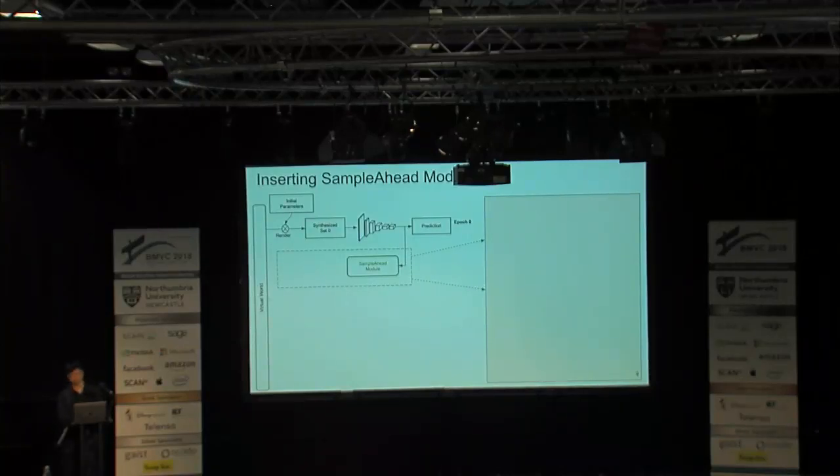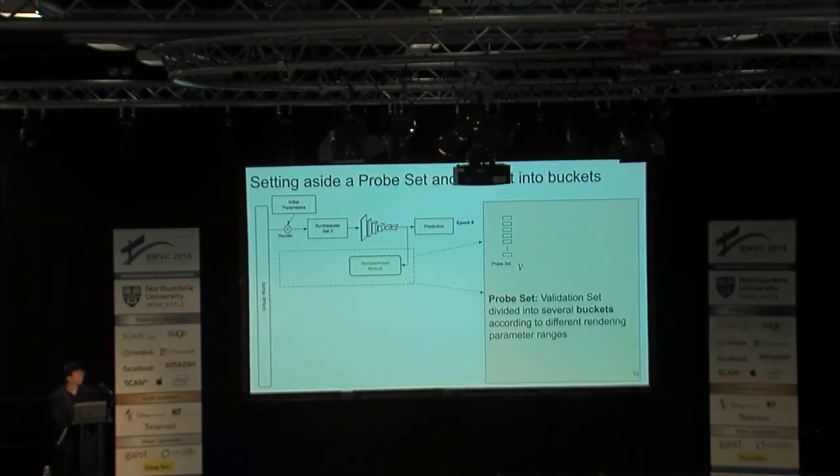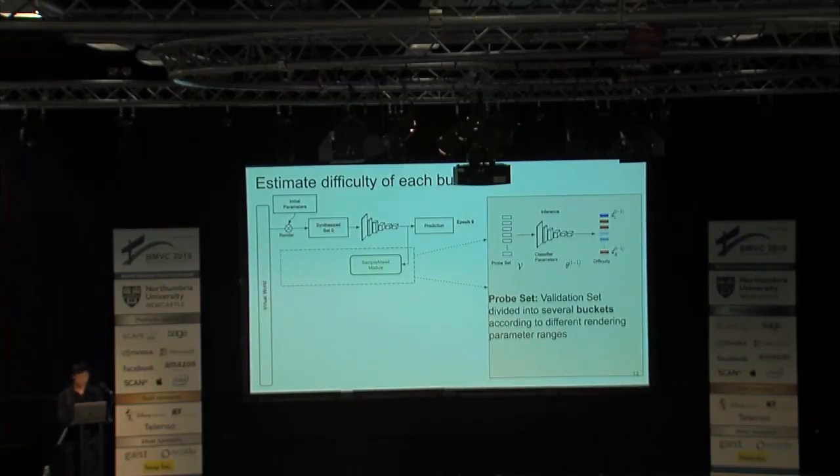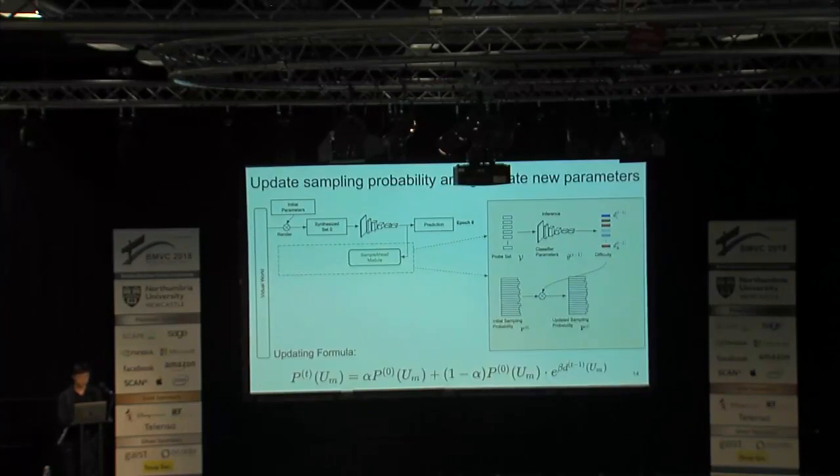First, we train the model for one epoch with the initial rendering parameters and the rendered image set. We then set aside a probe set, which can be considered as a validation set divided into several buckets according to different rendering parameter ranges. Then we forward the probe set through the frozen model at the current epoch. By evaluation, we can approximate the difficulty of each bucket combined with the initial sampling probability of the rendering parameter. We can update the sampling probability according to this formula so that the buckets of rendering parameters with less difficulty are less sampled. Then the exact rendering parameters are uniformly sampled within each bucket. Thus, we obtain a new set of rendering parameters.